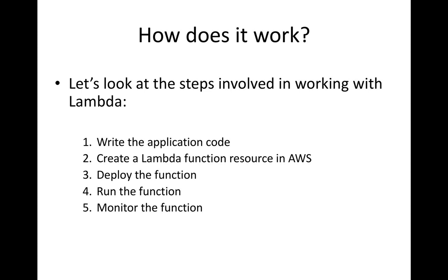First of all, when you're working with a Lambda function, you have to write the actual application code. You have to write the Lambda function. Next, you create a Lambda function resource in AWS. You've written the application code, and now you have to create a resource which includes both the application code and the configuration of the Lambda function itself. Then you deploy the Lambda function into an AWS environment. You run the Lambda function by triggering it with some sort of event.